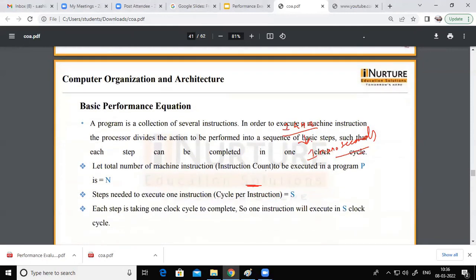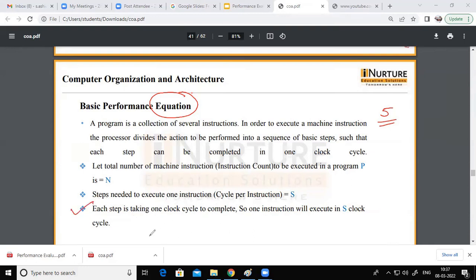now we'll derive one small formula and see how we can calculate the performance. So what about this performance equation? Let us say that the total number of machine instructions to be executed in a program P is N. Suppose I have 5 instructions that I have to execute in a program. The steps needed to execute one instruction, or cycles per instruction, is S. Here we are taking a few variables. Now each step takes one clock cycle to complete, so one instruction will execute in S clock cycles.